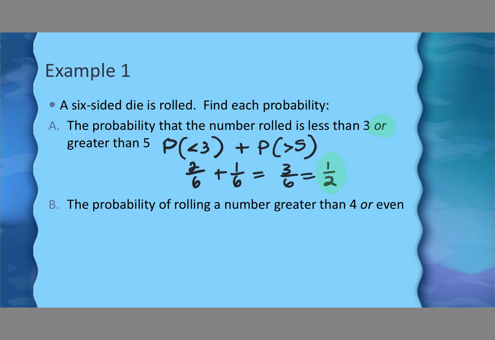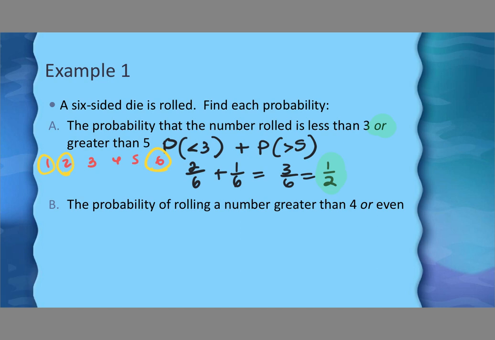If you actually consider all of the options here, 1, 2, 3, 4, 5, 6, and you want something that is less than 3 or greater than 5, you would also get 3/6 or 1/2. It is not bad to do that with a 6-sided option. It is way worse to do that with a deck of cards. Like, you don't want to have to count all the deck of cards. Does that make sense? You want to use these formulas.